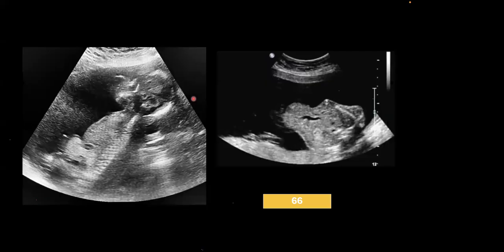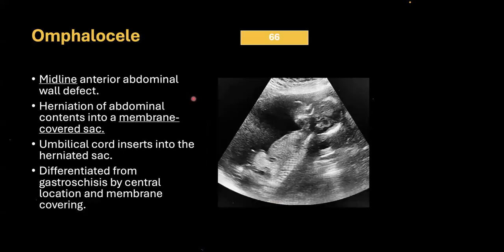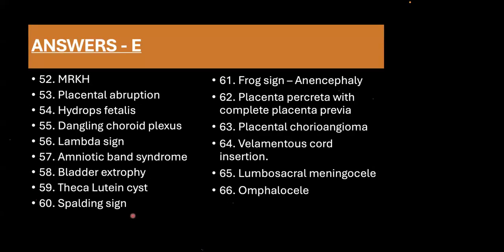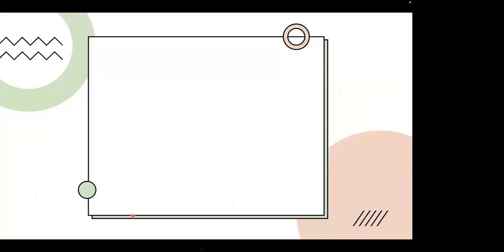And now this is midline herniation of the abdominal content. So this is omphalocele, right? It was midline and we can even see the membrane over this. So these are the two key features by which we differentiate it from gastroschisis, where there would be paracentral or off-midline location and there would be no membrane covering. So these are the key to the answer.